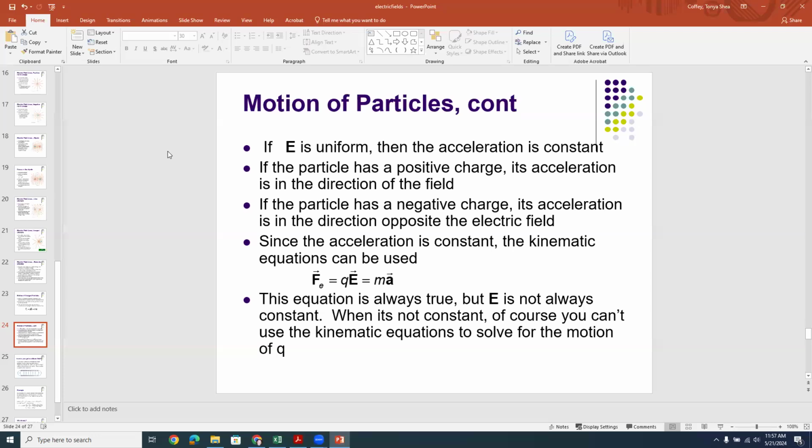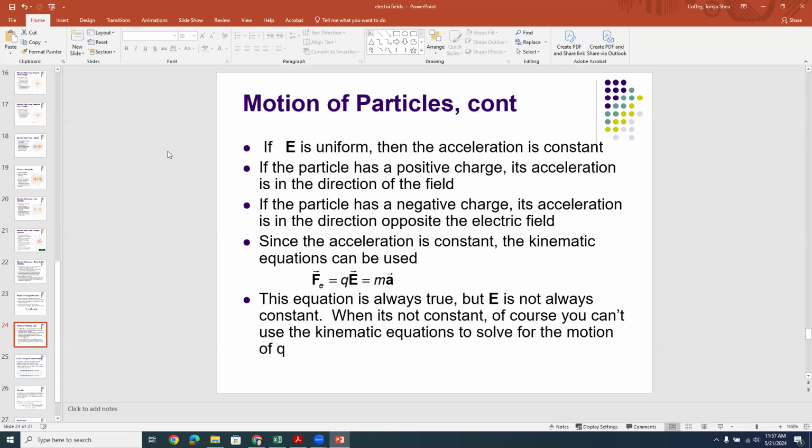Now, since the acceleration under these very small sets of circumstances is constant, the kinematics equations can be used, and you have A solved for in your kinematics equations. So F equals QE is equal to MA is true if there are no forces other than QE, but E is not always constant. Usually it's not. But when it's not constant, of course, you can't use the kinematics equations to solve for the resulting motion of Q. So only when the field is constant can you do that.